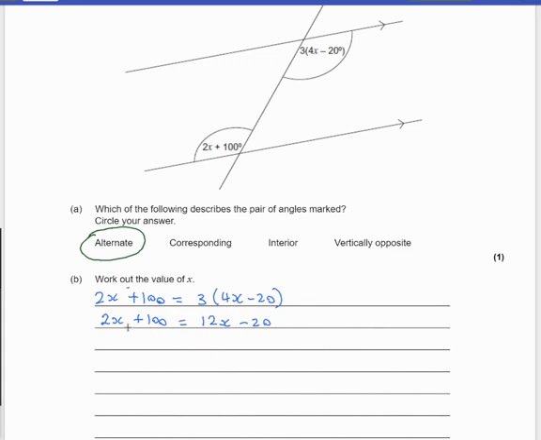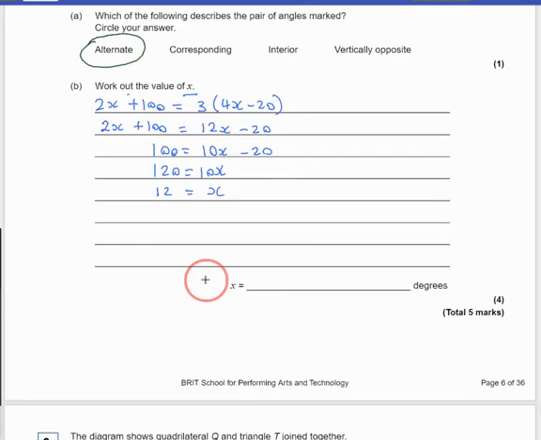So the smaller number of x's is on the left hand side, which is 2x. So let's take away 2x from both sides and we get 100 is equal to 10x minus 20. Add 20 to both sides, we get 120 is equal to 10x. Dividing both sides by 10, we get 12 is equal to x, and they just asked us to work out the value of x. So x is equal to 12.